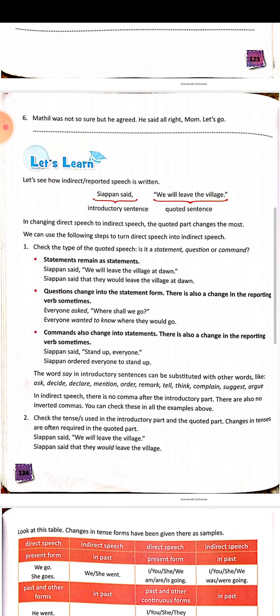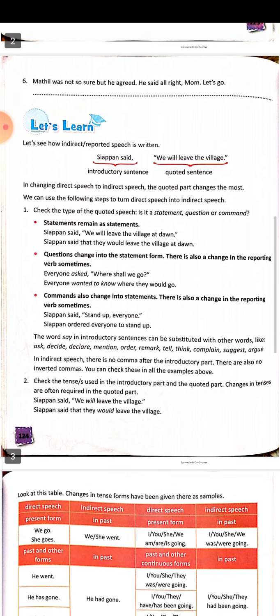We can use the following steps to turn direct speech into indirect speech. Check the type of quoted speech. Is it a statement, question, or command? At first, you have to see whether it is a question or a statement or a command. Statements remain as statements. Sipan said, "We will leave the village at dawn." Then Sipan said that we will be changed into they, and will would change into would. So Sipan said that they would leave the village at dawn.